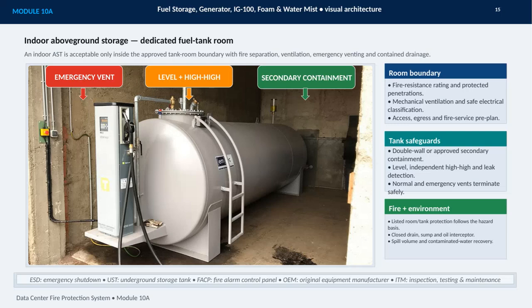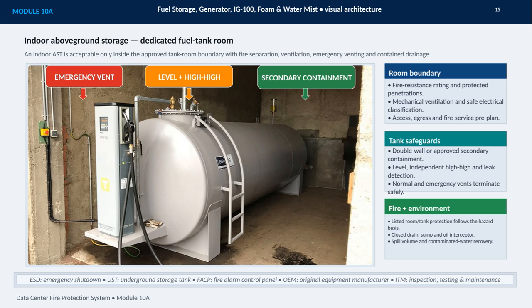This slide focuses on indoor above-ground fuel storage, specifically a dedicated fuel tank room within a data center. The central principle is that an indoor AST is acceptable only when the entire room is designed as a controlled, fire-protected boundary. That includes fire-rated construction, protected penetrations, mechanical ventilation, appropriately classified electrical equipment, and clear access for occupants and responders. The tank itself needs multiple layers of protection.